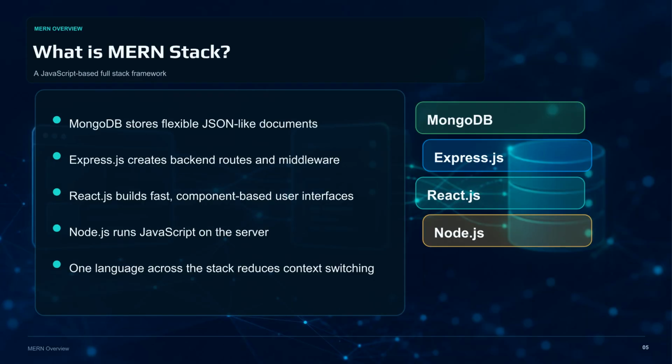information. The MERN Stack is a JavaScript-based framework. It uses MongoDB for data, Express.js for the backend, React.js for the interface, and Node.js for the server. Using one language simplifies the stack.